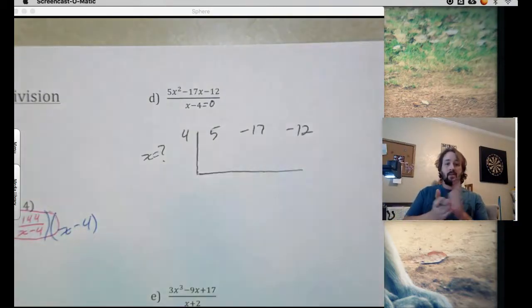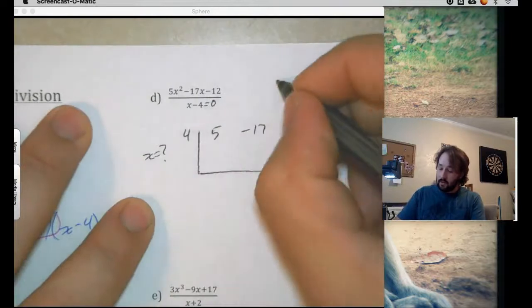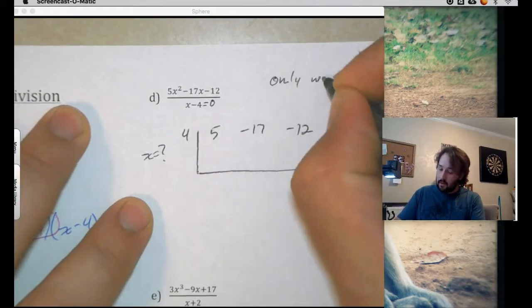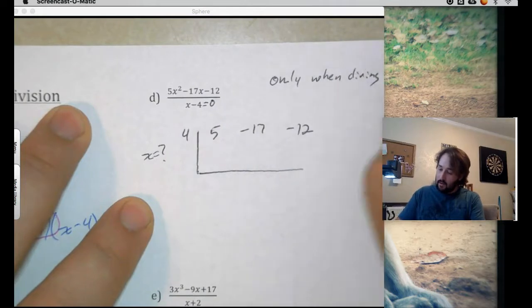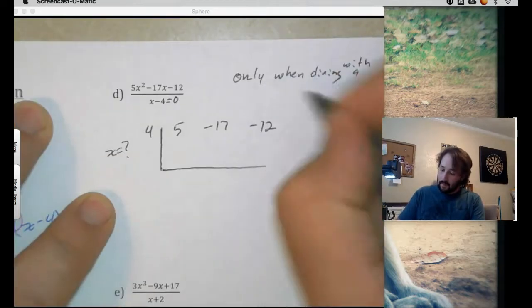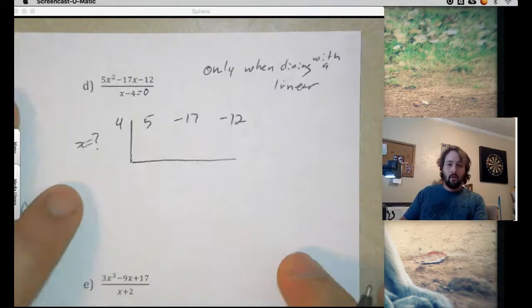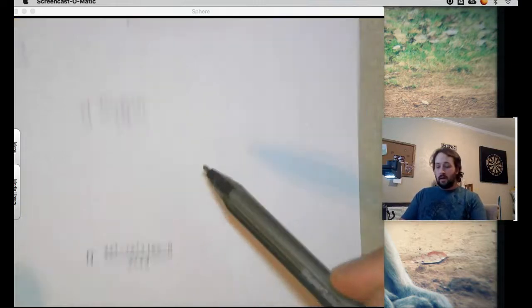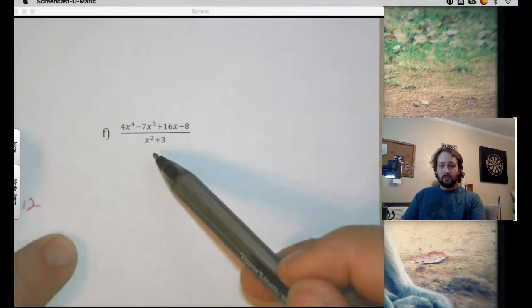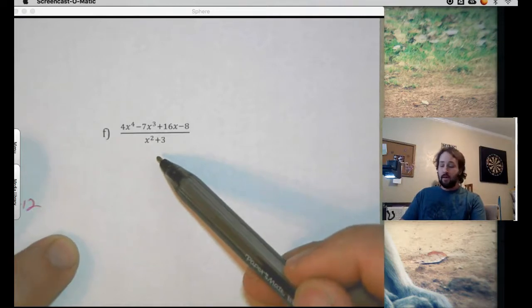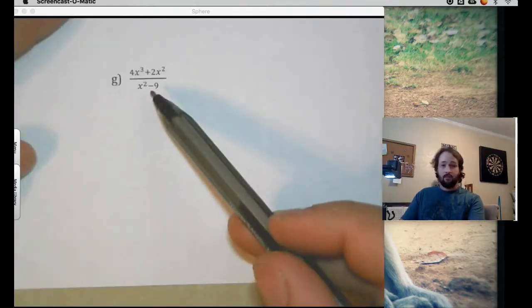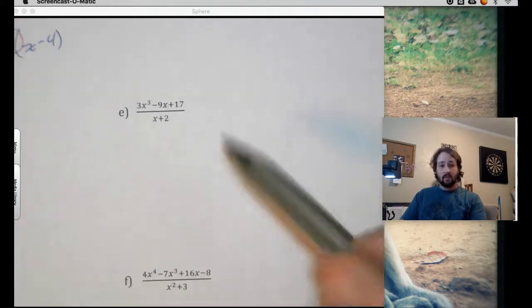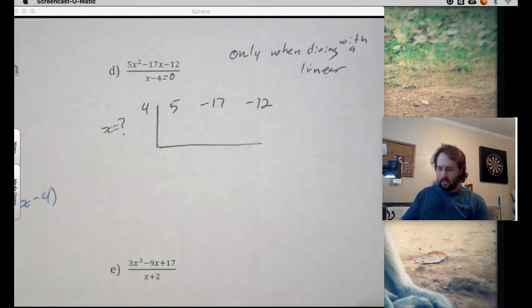Now here's another thing. Synthetic will only work when dividing with a linear. Remember, only dividing with a linear just means only dividing with x to the first. So I can do synthetic here, and I can do synthetic with e here. I cannot do it with f though, so we're going to have to practice long division again there, because that's a quadratic. And I cannot do it with g because that's a quadratic. So we'll be able to see synthetic with two examples here. You'll catch on though, it's super easy.